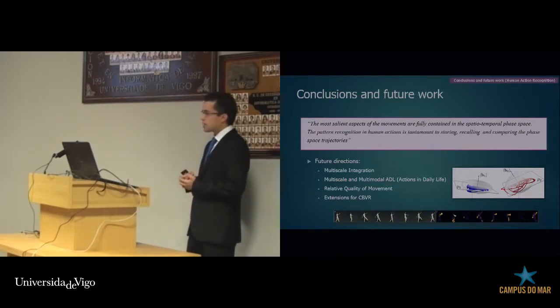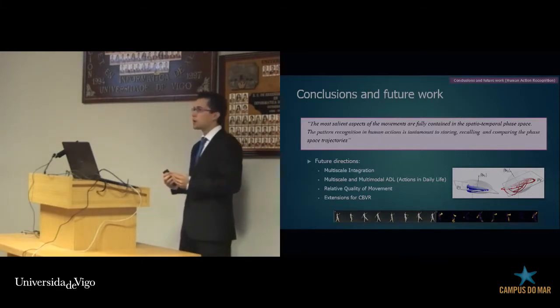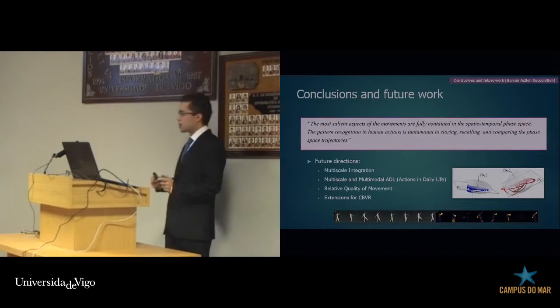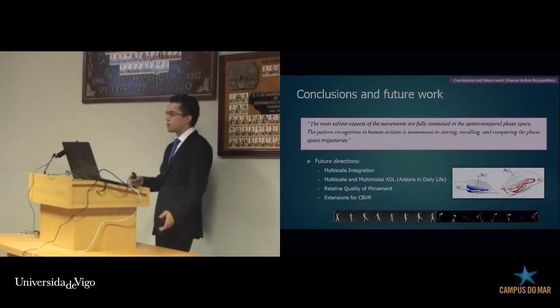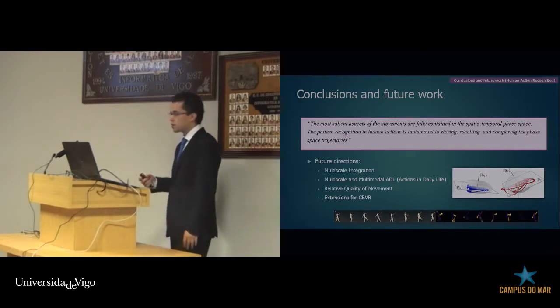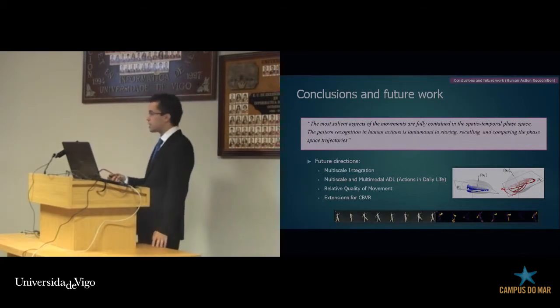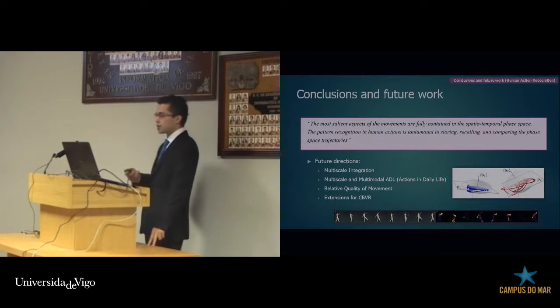So the conclusions and future work are related to human action recognition. The most salient aspects of the movements are fully contained in the spatio-temporal phase space, because each movement is represented by a unique trajectory in this space. So you can distinguish very well different human actions in this space. Pattern recognition in human actions is equivalent to storing, recalling, and comparing the phase space trajectories.